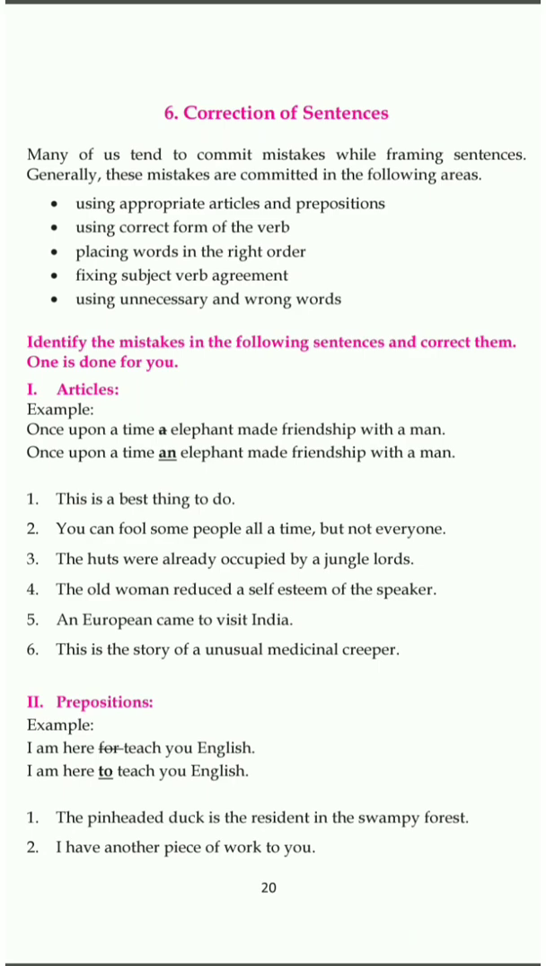"The huts were already occupied by a jungle lords." Look at that again. It has to be "the jungle lords". Why? We don't use the indefinite article "a" before plurals. You can say "a jungle lord", but here it is jungle lords. And one more thing, this is taken from your lesson itself, right? So it takes the definite article. So it becomes "The huts were already occupied by the jungle lords." Look at the next one.